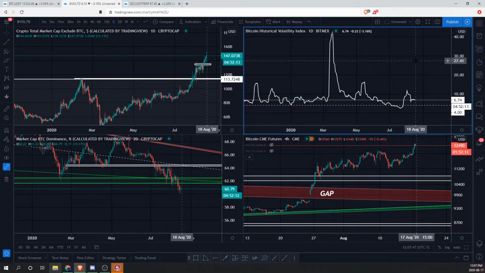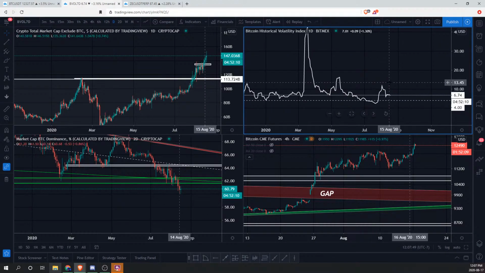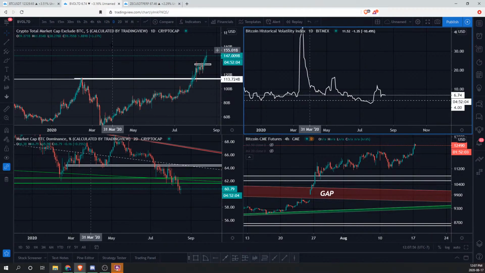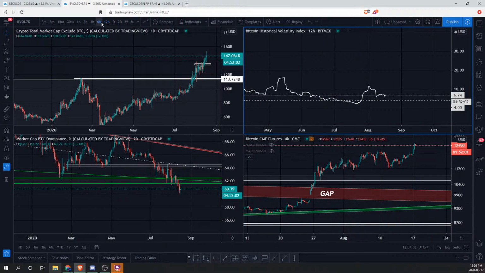So now quickly looking at Bitcoin volatility, it has not done a whole lot really. It's just been consolidating, which kind of does not make sense because we did have a strong move to the upside.